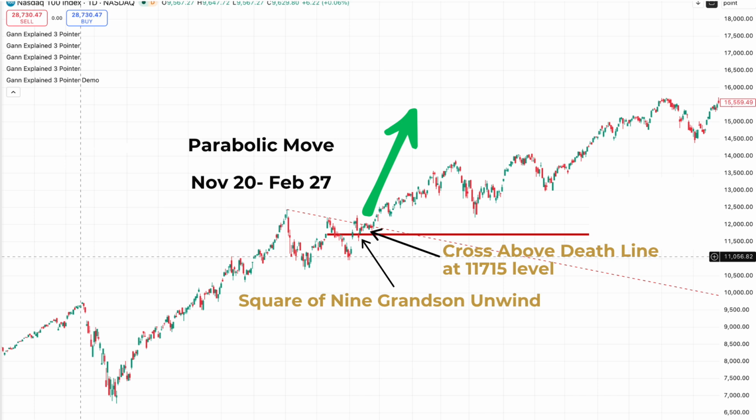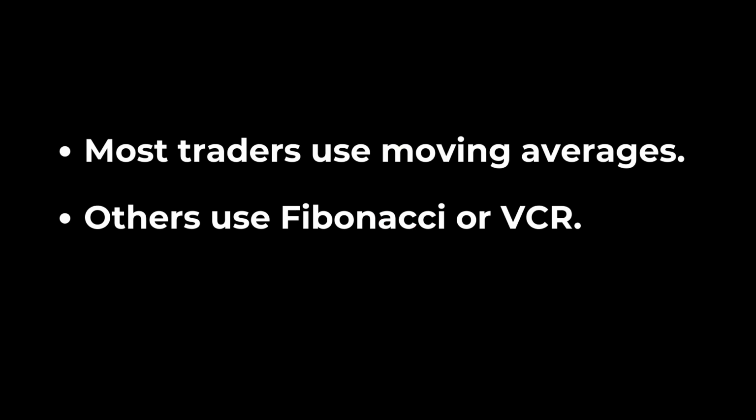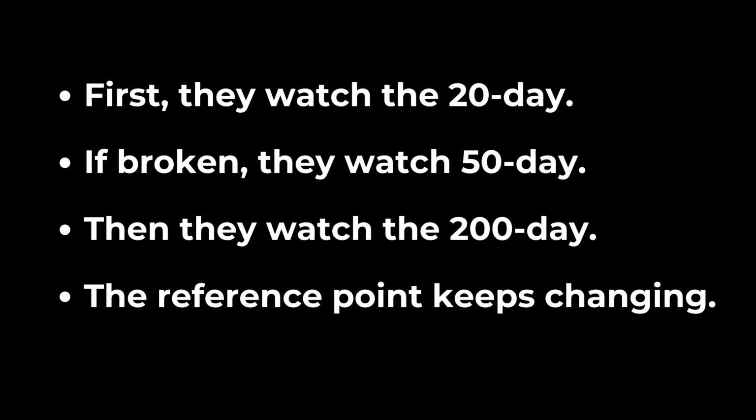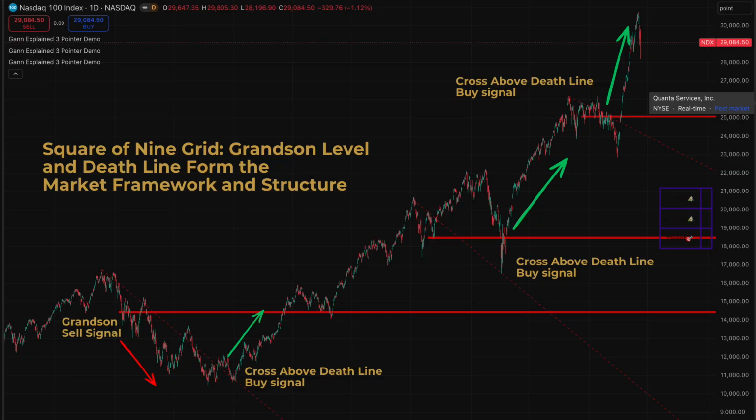Most traders looking at this chart will use moving averages, Fibonacci ratios, or VCR. They will say, we need to see whether the price holds the 20-day. If that breaks, they look at the 50-day. If that breaks, they look at the 200-day. They keep moving the reference point every time the price breaks another level. The square of 9 grid does not work this way. The square of 9 does not keep moving the target. It gives us one fix instead of multiple possible mathematical support levels. And that structure stays the same even when price moves.